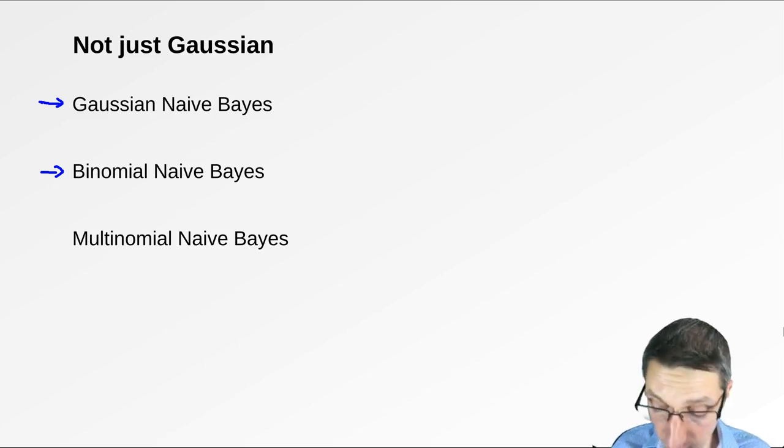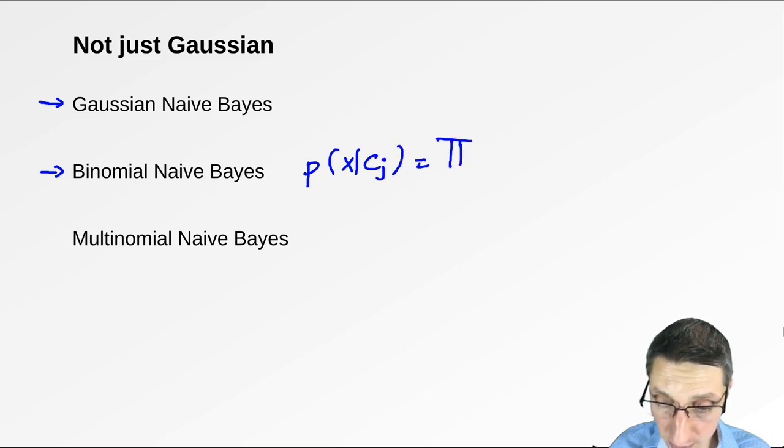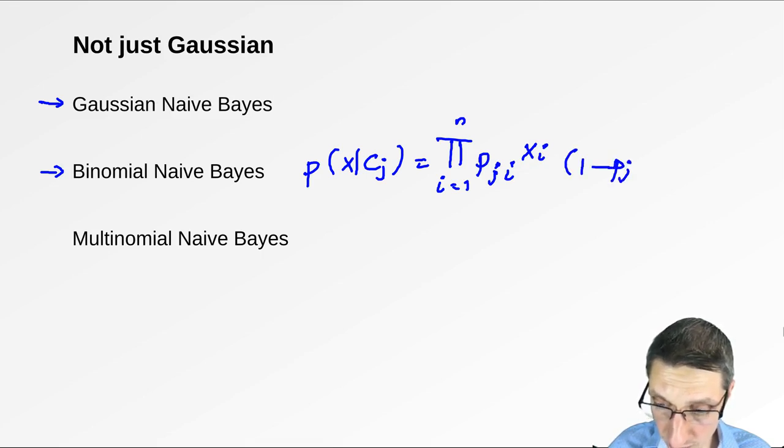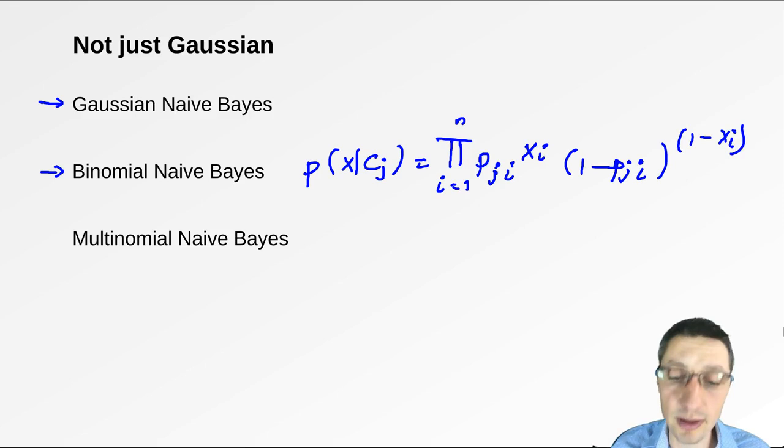Then you use a different distribution. You would use the binomial distribution, so your x given Cj will be given by something else than the Gaussian, will be the product of i equals 1 to n of p_ji to the power of xi times (1 minus p_ji) to the power of (1 minus xi). It will be given by the binomial distribution, right?